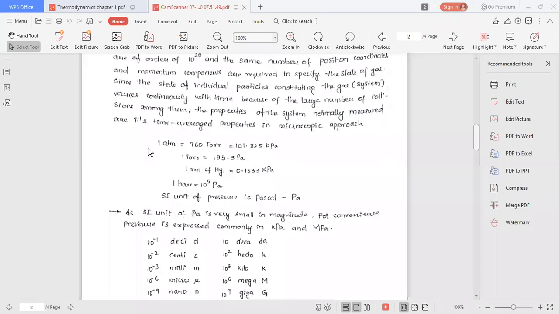Next, how can you convert 1 atmosphere into torr? 1 atmosphere is equal to 760 torr. Next, 1 torr is equal to 133.3 Pascal. This value comes by dividing 101.325 by 760. Bring the 760 below 101.325, and you will get 133.3 Pascal.